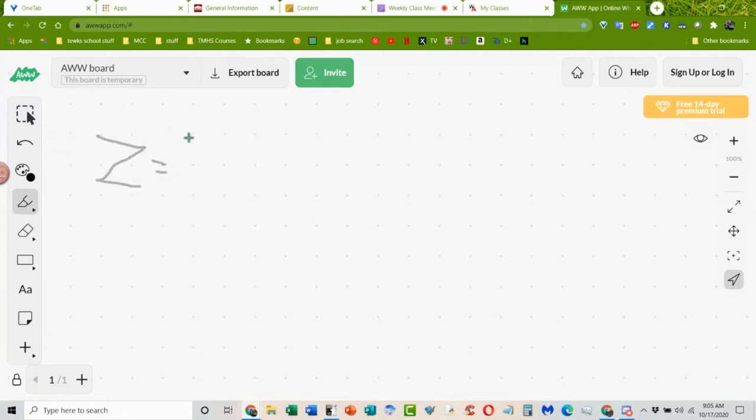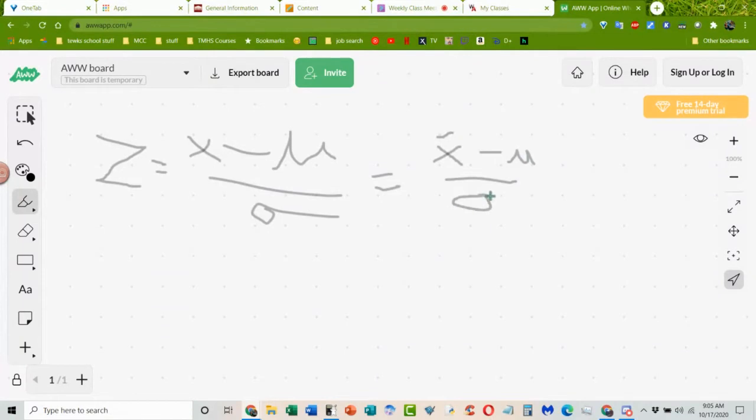Z was equal to x minus mu over sigma. And I said, don't get used to it because we're going to change it this week. And what we're changing it to is, this is for when x is one value. And this is for when the number of x's is more than one.